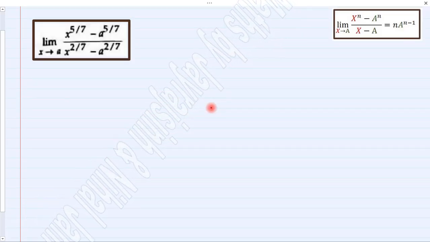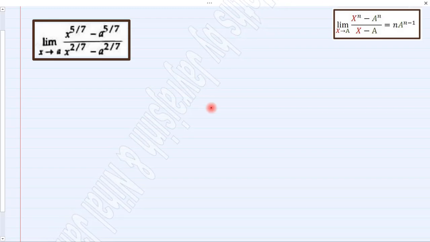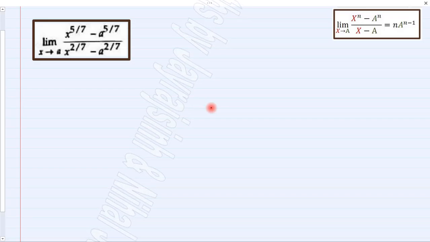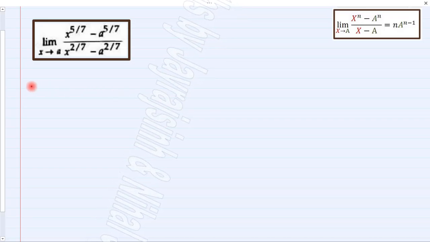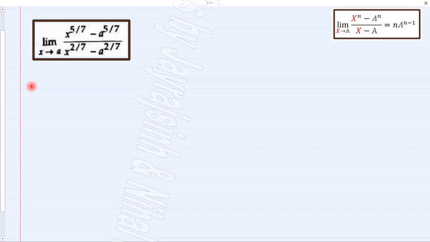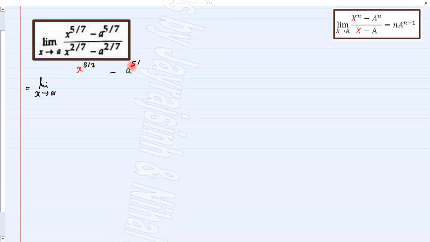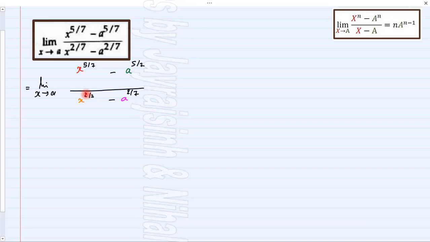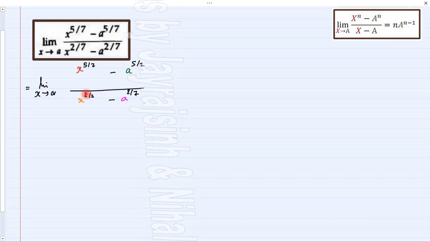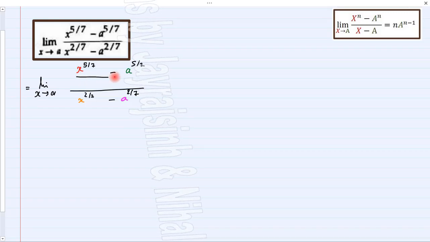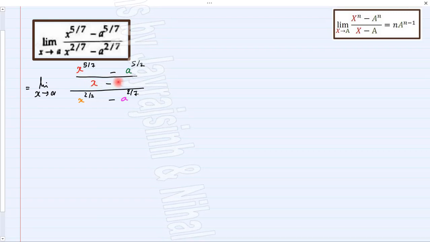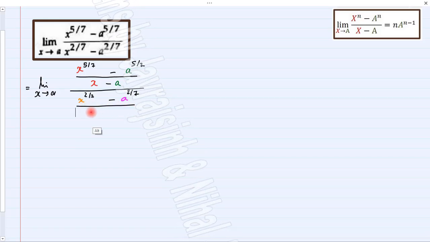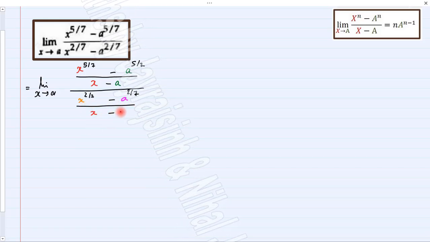In this question, we have to find limit x tends to a, (x raised to 5 by 7 minus a raised to 5 by 7) upon (x raised to 2 by 7 minus a raised to 2 by 7). First of all, let's write down what we have. Now, if we compare our numerator with the standard form, you will realize that we just need x minus a in the denominator. So let's divide numerator as well as denominator by x minus a.